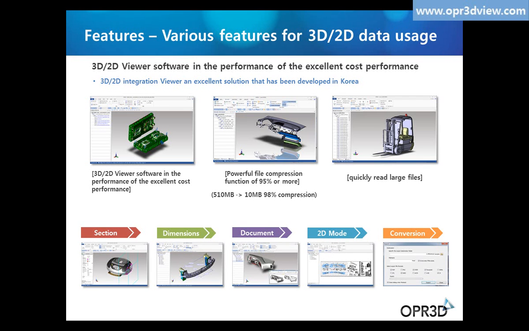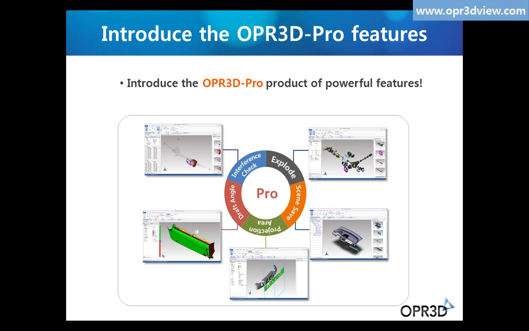The OPR3D can read and analyze a variety of 3D and 2D CAD data directly. It also includes the standard functions such as dimension, sectioning, axis functions, projection and 2D functions. Pro products can be used for many advanced features beyond the standard functions.